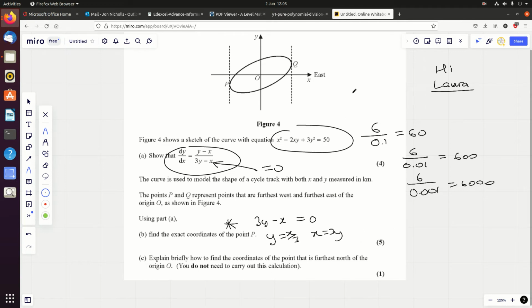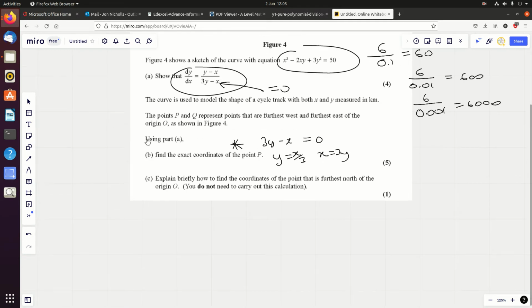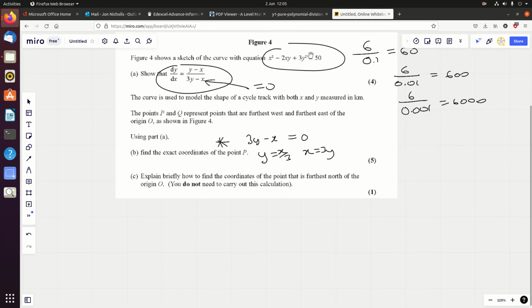Because what that's telling me is that, and you can kind of see it on the diagram, the points P and Q will lie on the line y equals a third x. And so we're now going to find where y equals a third x hits this funny looking curve up here. So let's finish it off. I'm just going to plug that in, that expression x equals 3y, in here.